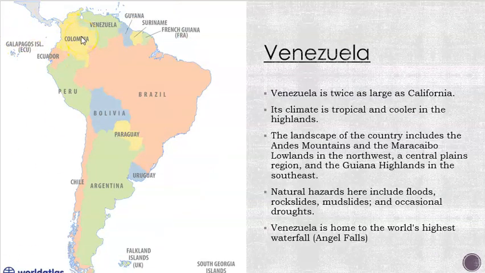Colombia's neighbor to the east is Venezuela. Venezuela is twice the size of California. Its climate, similar to Colombia, is tropical and it's cooler in the highlands. These highlands are also known as the Guyana Highlands, and that region is home to the world's largest waterfall, known as Angel Falls.